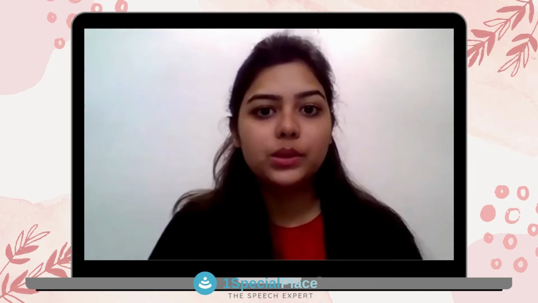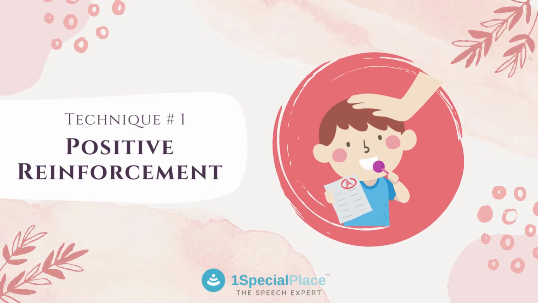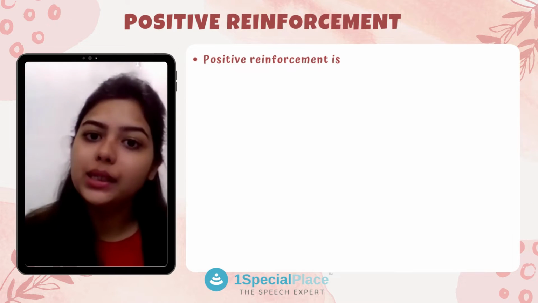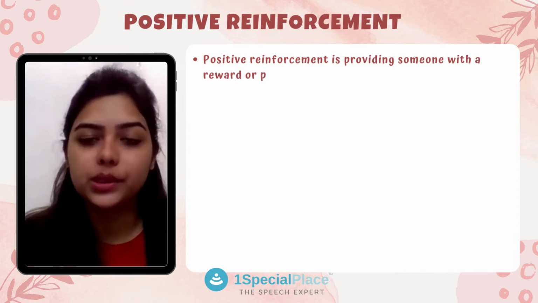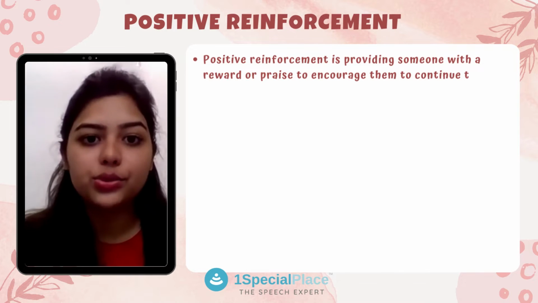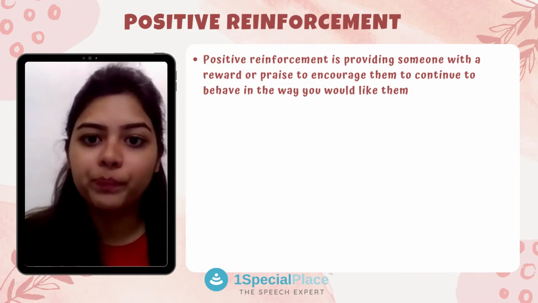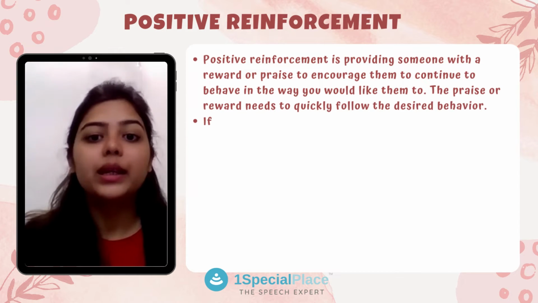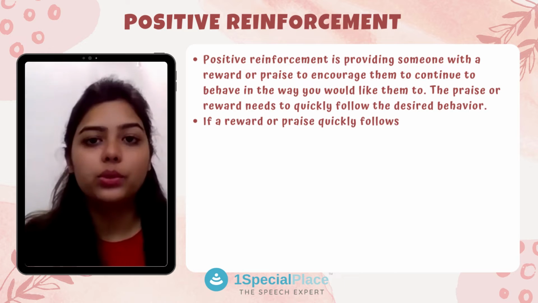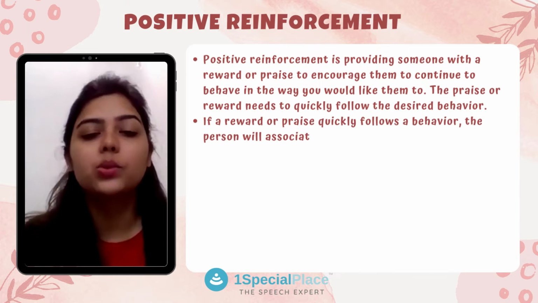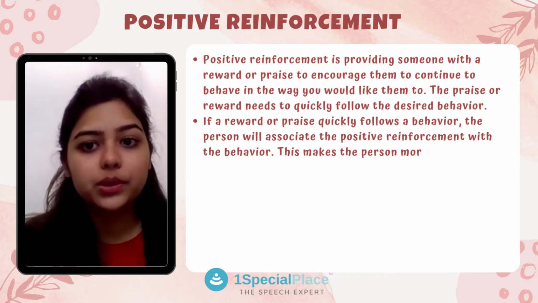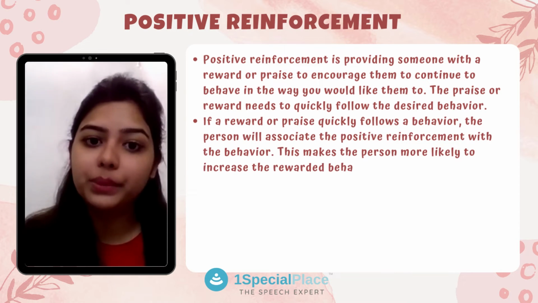Now, I shall talk about some techniques used in ABA therapy. Positive reinforcement is providing someone with a reward or praise to encourage them to continue to behave in the way you would like them to. The praise or reward needs to quickly follow the desired behavior. If a reward or praise quickly follows a behavior, the person will associate the positive reinforcement with the behavior. This makes the person more likely to increase the relevant behavior.